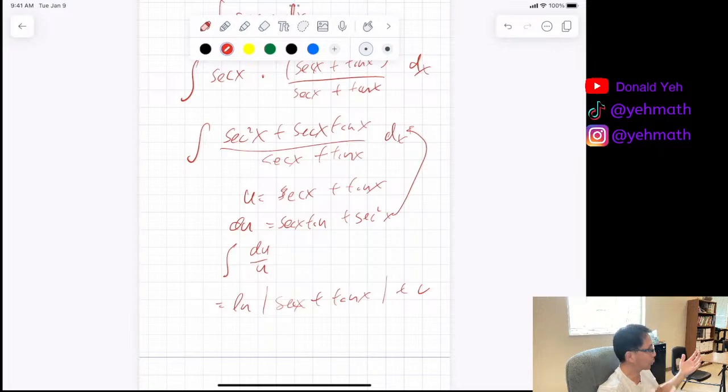Who does this? How do they come up with this? How do they know to multiply by secant plus tangent? Imagine the person who came up with the integration of this. Let me look it up. Who came up with integration of secant of x? He's truly a genius.